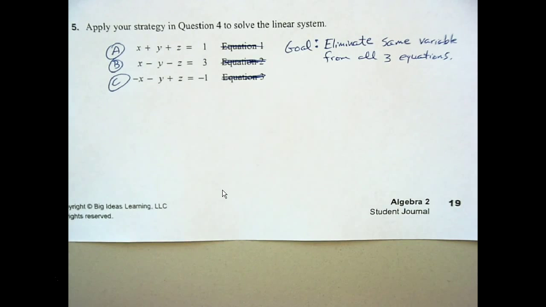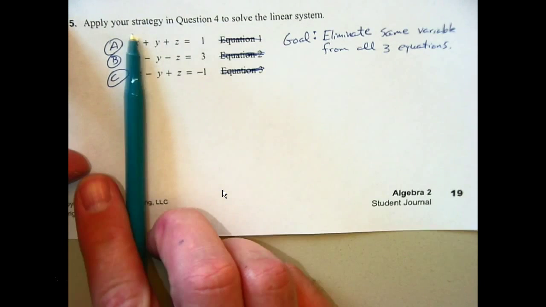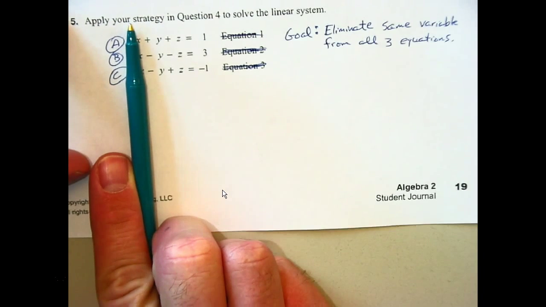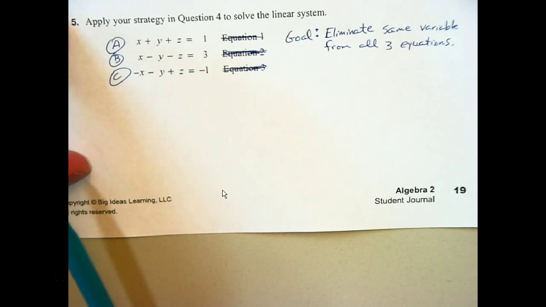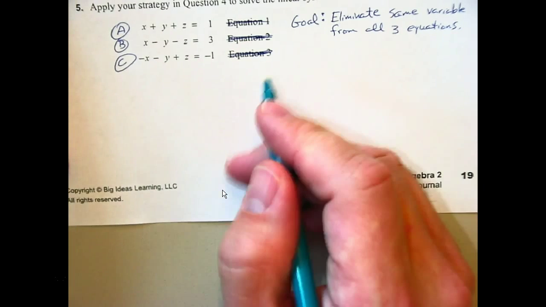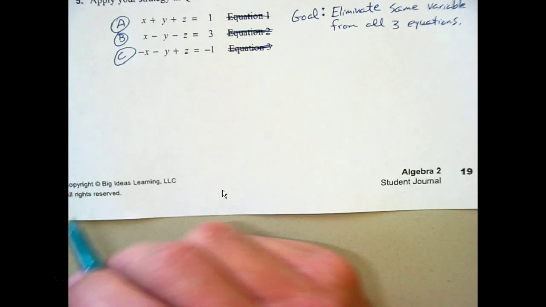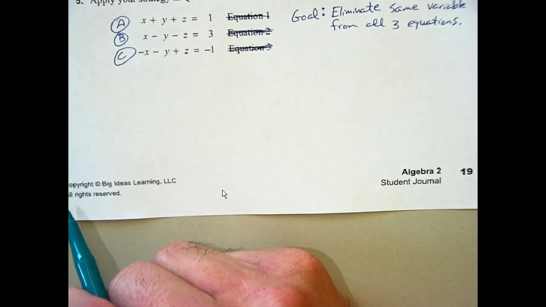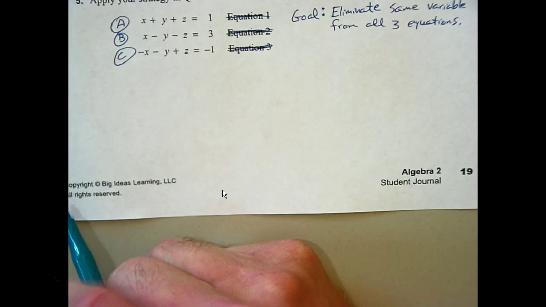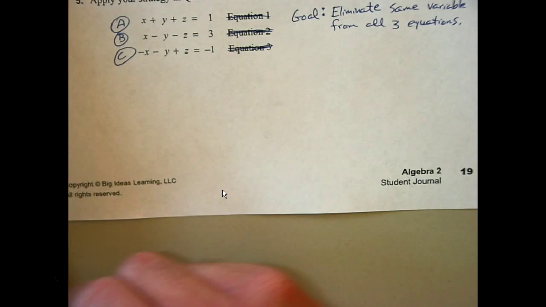So if I can eliminate x, then I'd be just left with y and z, and I know how to solve a two-variable system. Okay? So, looking at equations A, B, and C, which variable should I eliminate? Some would say x, some would say y, some would say z. It really is a matter of which one we want to pick. All right, we'll go with x.